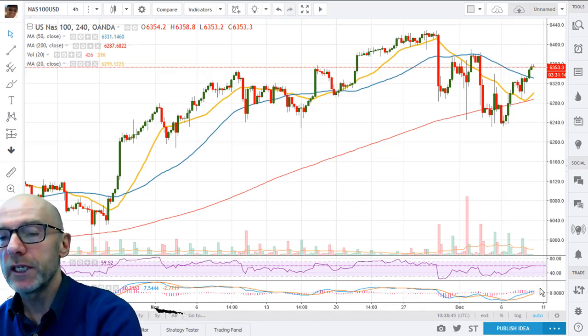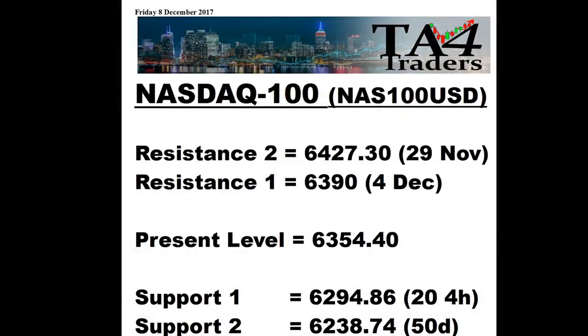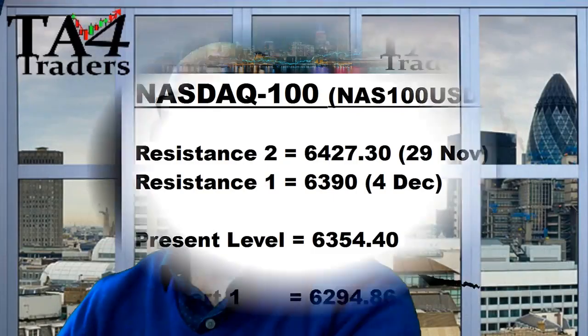So let's look at the support and resistance levels. So we've got resistance at 4th of December high 63.90. Then the 29th November 64.27.3, with support 62.94.86. That's from the 20 of the 4-hour. And then at the 50-day 62.38.74.